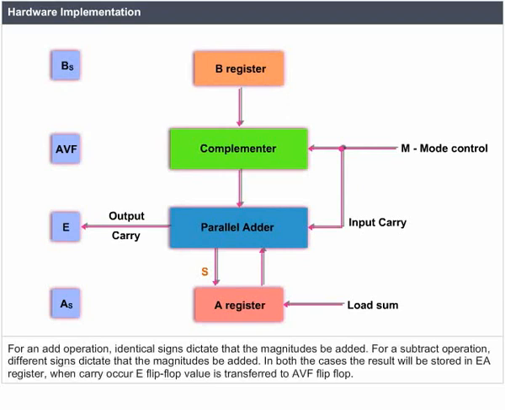For an add operation, identical signs dictate that the magnitudes be added. For a subtract operation, different signs dictate that the magnitudes be added. In both cases, the result will be stored in the EA register. When carry occurs, the E flip-flop value is transferred to the AVF flip-flop.